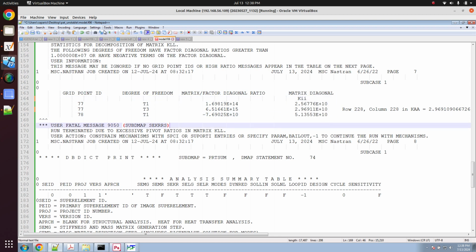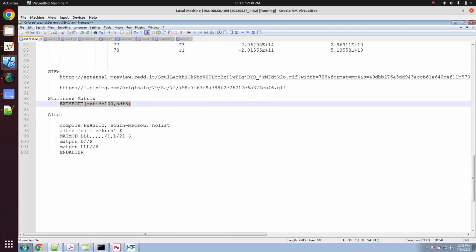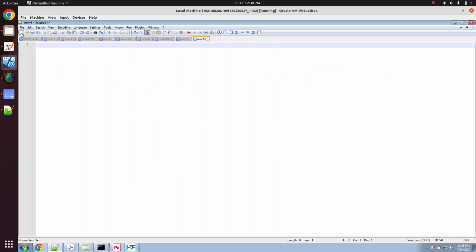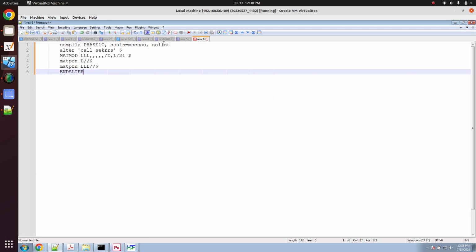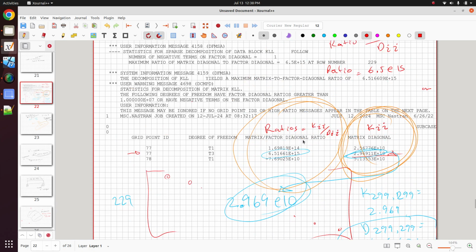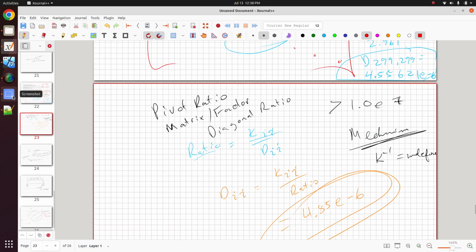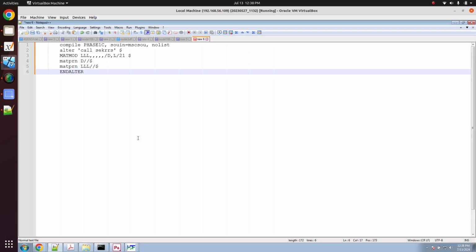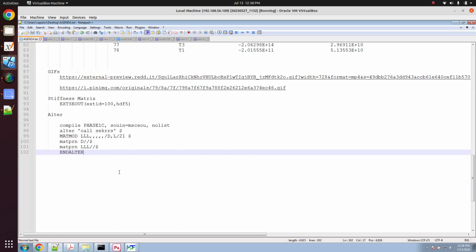And then earlier in the presentation, you saw how I used this alter to output the D matrix to the F06 file. And then after that, we went through that whole long discussion on what the ratio equation is and so on and so on. So that was one of the last things I wanted to leave you off with. Now, let me see if there's anything else to cover here.